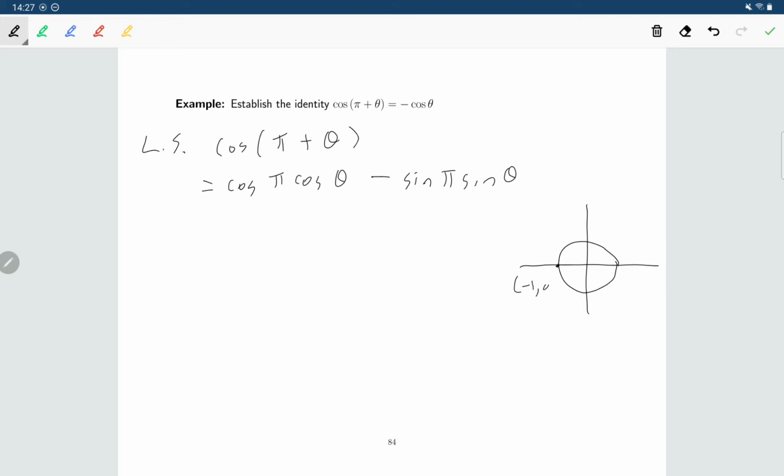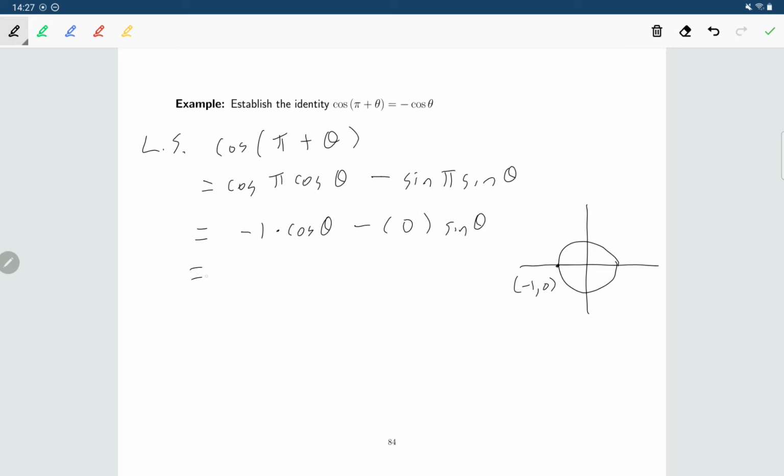And if we're thinking about evaluating sine of pi or cosine of pi, if I'm thinking in terms of the unit circle definition, pi radians would pass through the unit circle at the point -1, 0. That cosine is the x-coordinate for that point, which is -1. So cosine of pi is -1. And sine of pi, that would be the y-coordinate, that is 0.